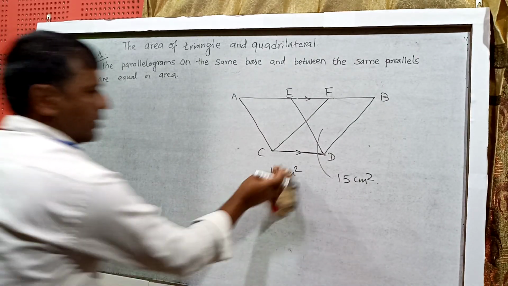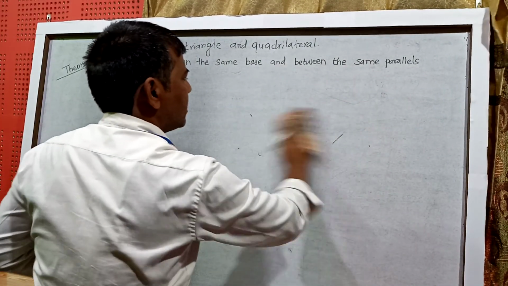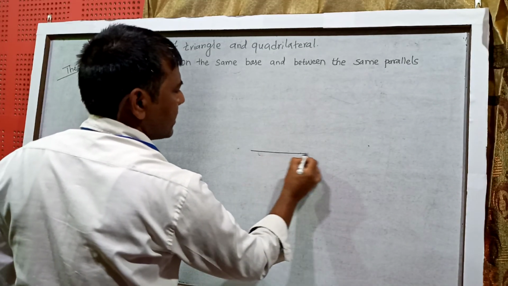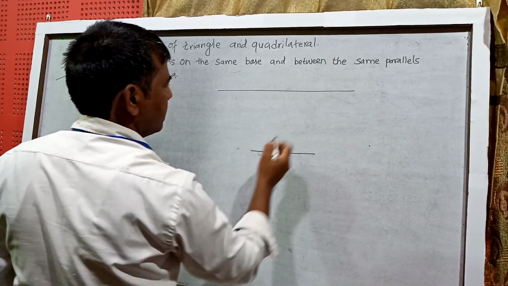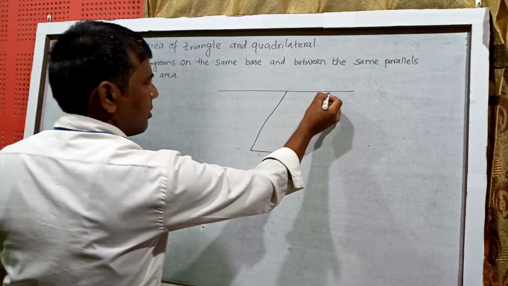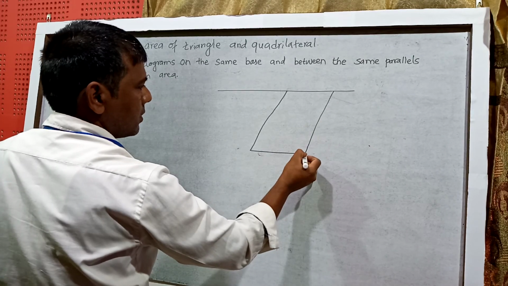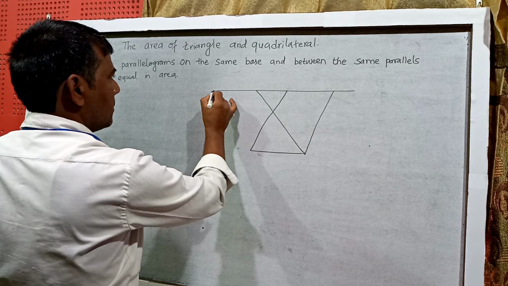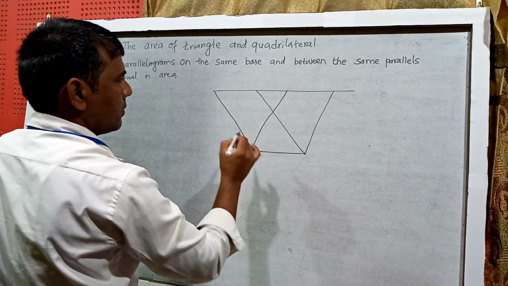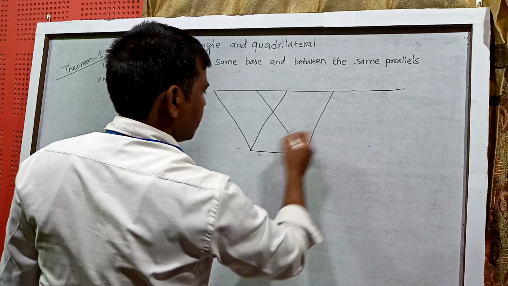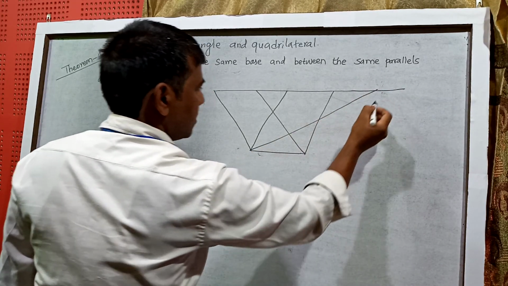Now the students, if there are many parallelograms standing on the same base and between the same parallel lines, then their areas are also equal. Suppose this parallelogram and this parallelogram and suppose this parallelogram.